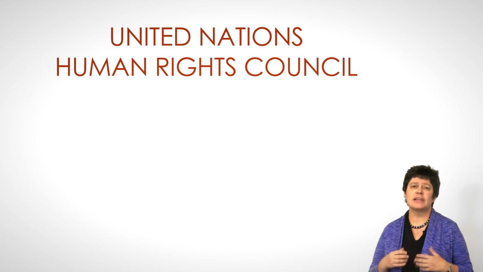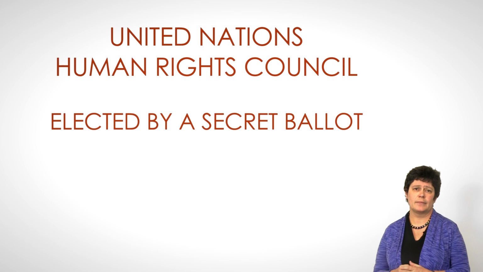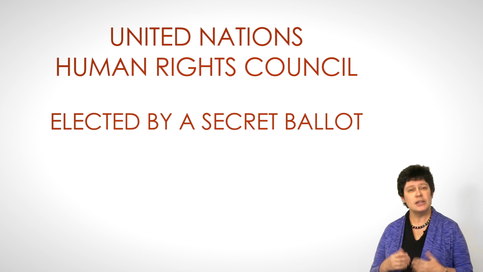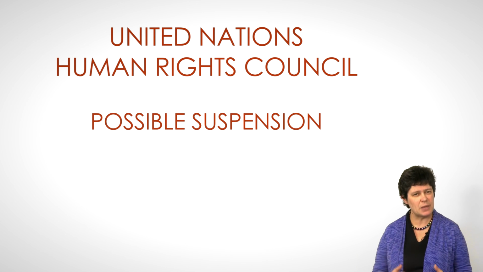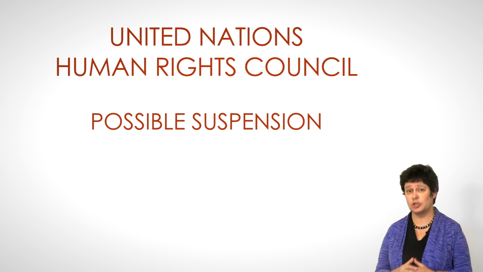Each member is elected by secret ballot and by a majority of the General Assembly. Each member serves a 3-year term. No member may serve more than 2 consecutive 3-year terms. It is also possible for a member to be suspended by a vote of the General Assembly. This happened in 2011 when Libya was suspended from the Human Rights Council.